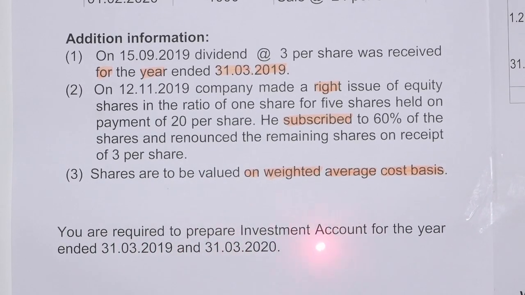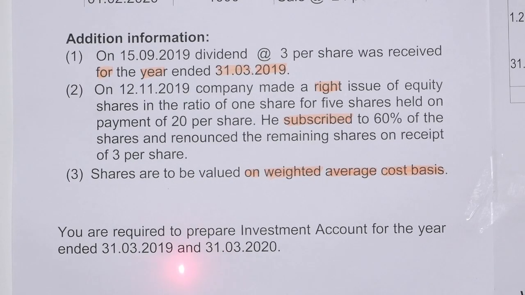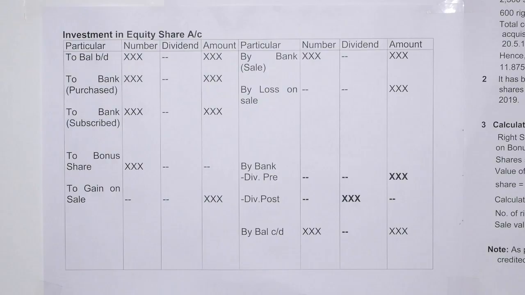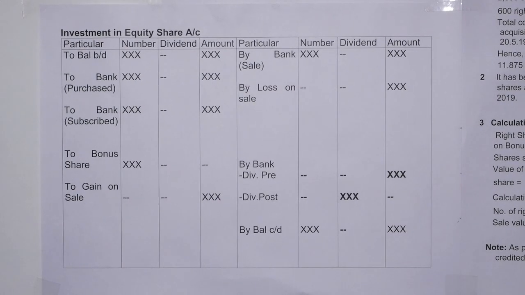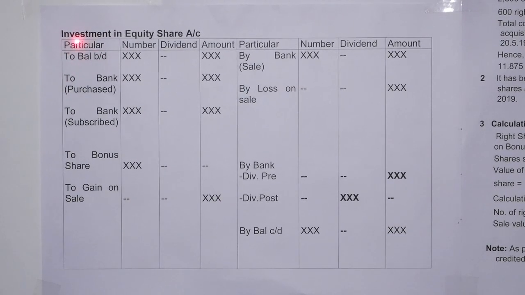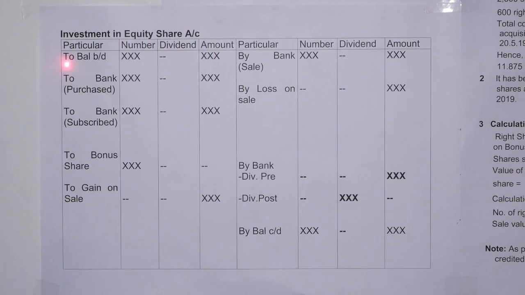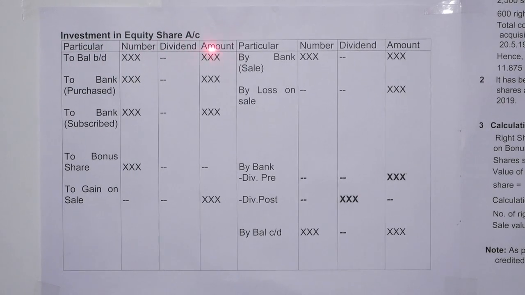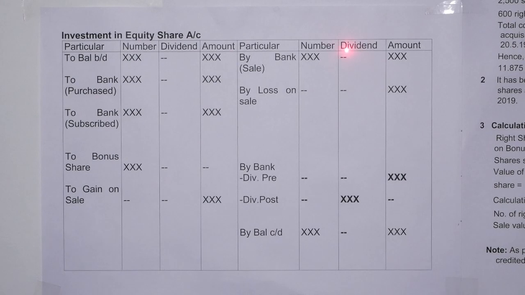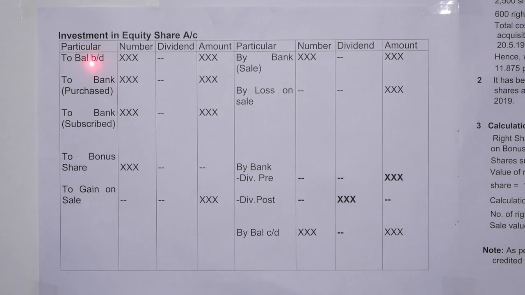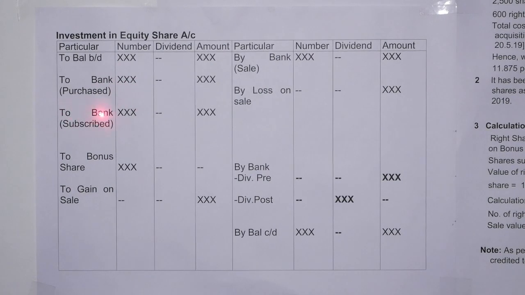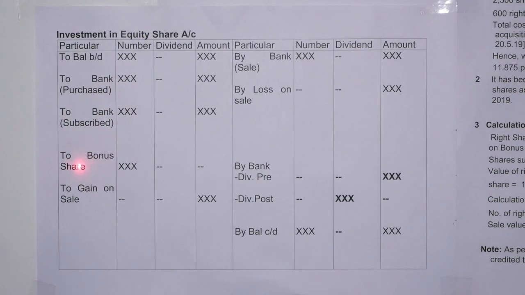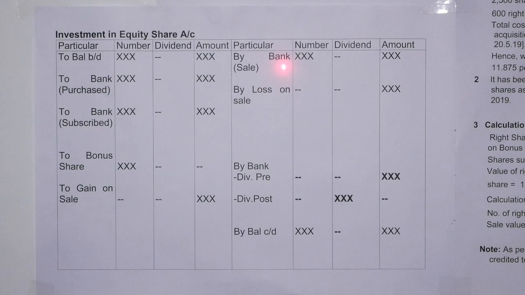You are required to prepare the investment account for the years ended 31st March 2019 and 31st March 2020. Before starting the answer, we will first discuss the format of the investment account. Investment in equity shares: particulars, number, dividend, amount, particulars, number, dividend, amount. To balance b/d, opening balance of shares. To bank, purchase of shares. To bank, subscribe of shares. To bonus shares. By sale of shares.